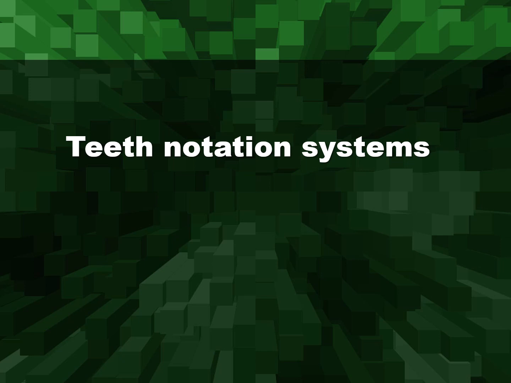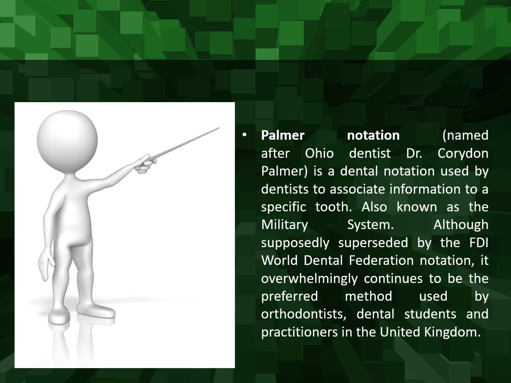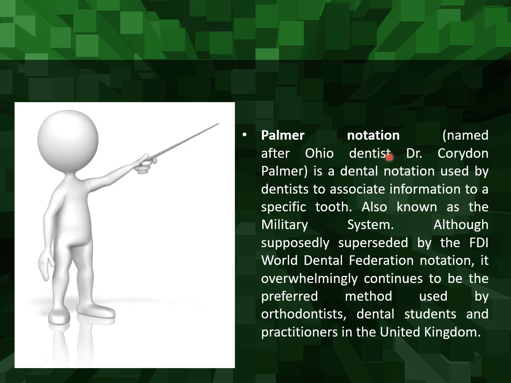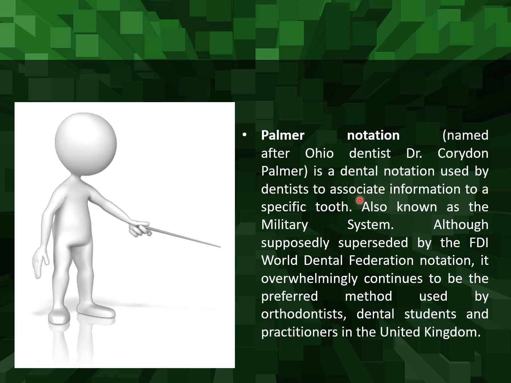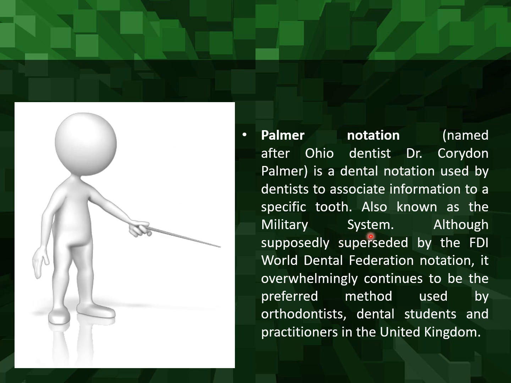And now let's talk about teeth notation systems. The first one is the Palmer tooth notation system. Palmer notation, named after Ohio dentist Dr. Corydon Palmer, is a dental notation used by dentists to associate information to a specific tooth, also known as the military system.